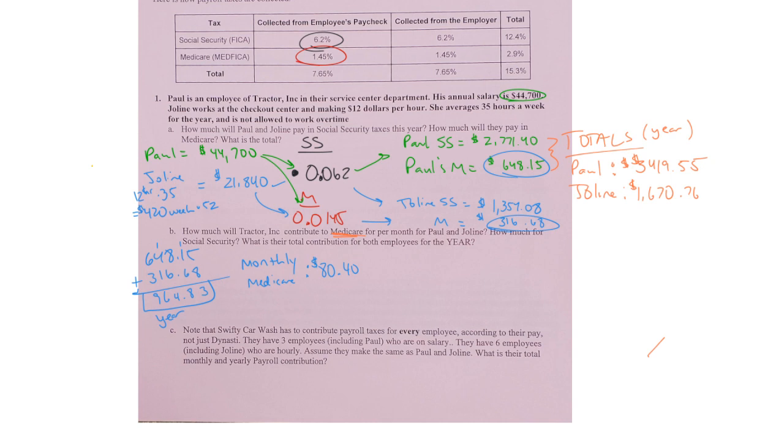Social Security. So Social Security, right? I'm going to add Paul's $2,771.40 and I'm going to add Jolene's $1,354.08. So I'm going to add that. I get 48.